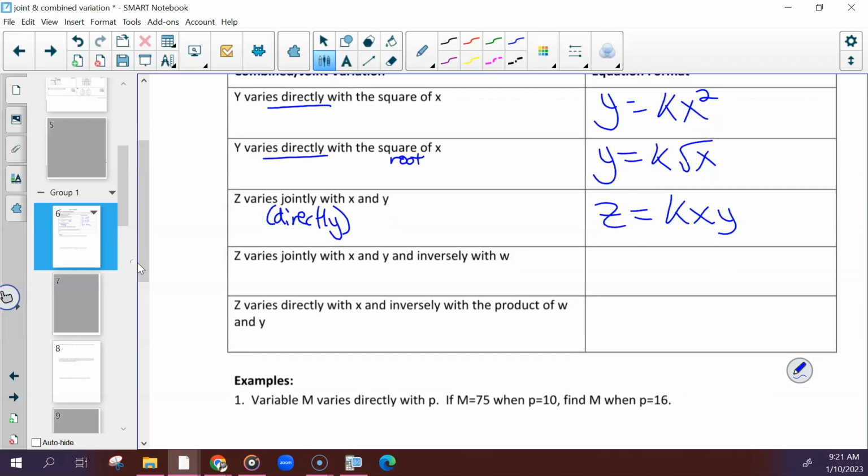Now, this next one is taking what we just did, but doing inversely with W. So when we think of inversely, we are dividing that variable. Anyone want to take a guess as to how we might write this one? It's going to be similar to what we just did, but somewhere we're dividing W. All over W, yes.